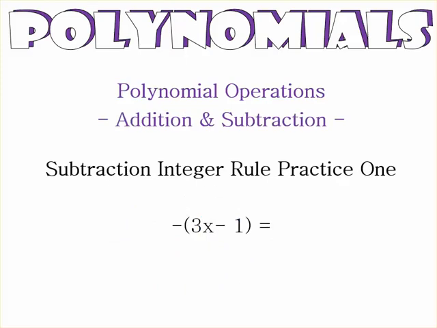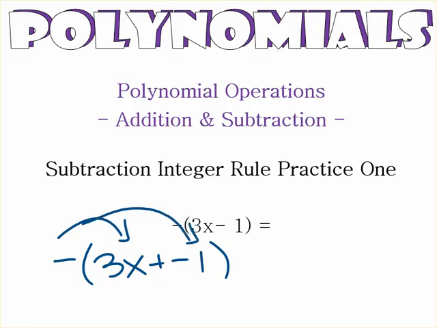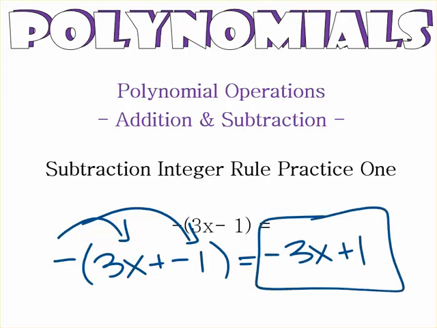Here we have negative parentheses 3x minus 1. I recommend that we start by rewriting that subtraction as adding a negative. So this is the same as negative parentheses 3x plus negative 1. Now we distribute. So negative 3x plus, a negative times a negative 1 becomes positive. So negative parentheses 3x minus 1 is the same as negative 3x plus 1.